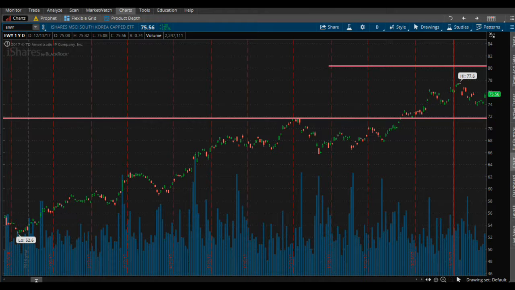So this is EWY. This is where we entered the trade, and this is exactly where we got out. So great, easy trade. It really shows why the straddle is so powerful. All right, let's move on to OIH.